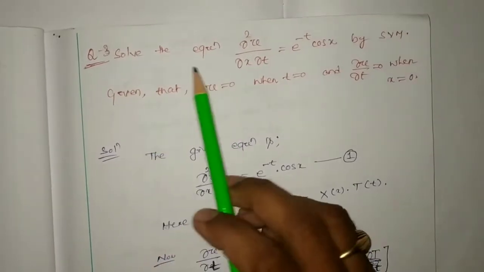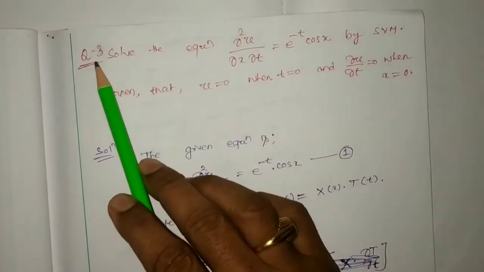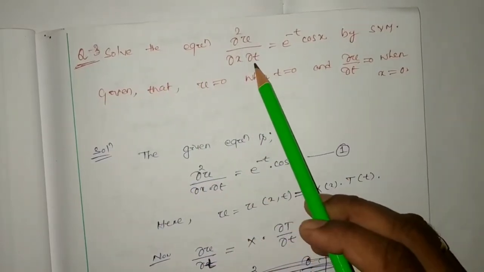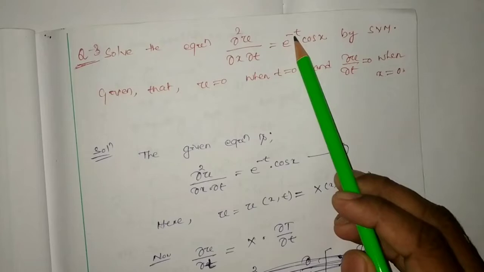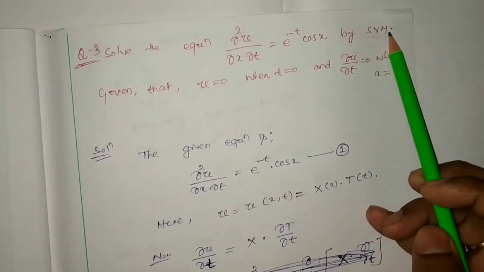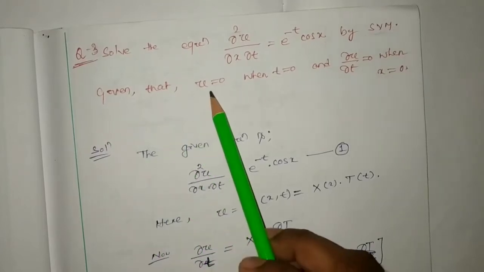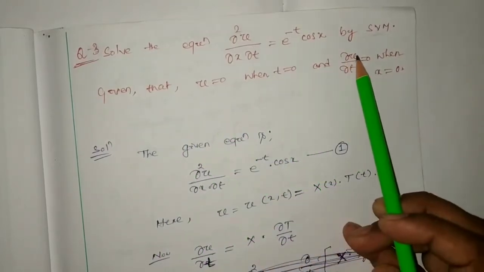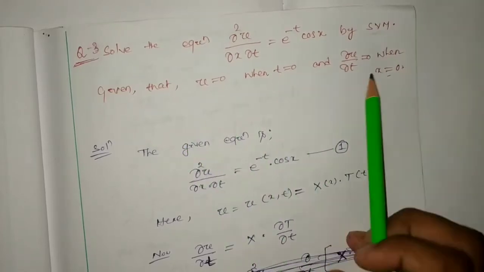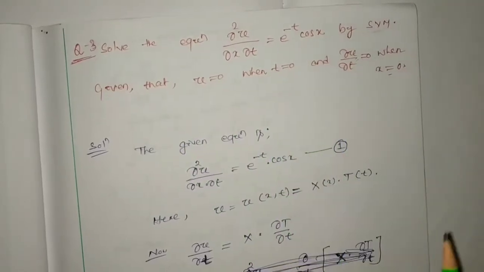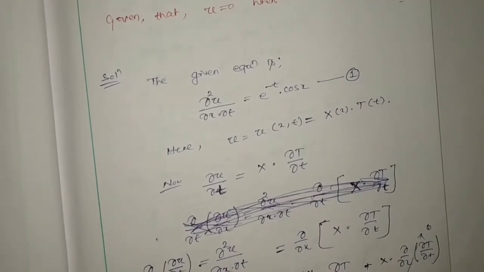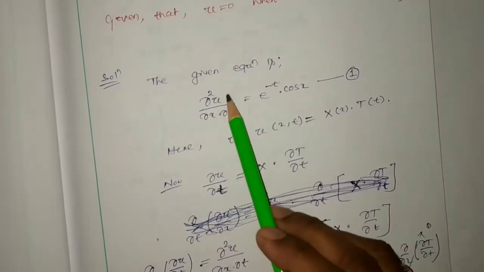Here is another question, question number 3: solve the equation del square u by del x del t equal to e to the power minus t into cos x by SPM, the separation of variables method. Given that u equal to 0 when t equal to 0, and del u by del t equal to 0 when x equal to 0. These two boundary conditions have been given, and we have to solve this following the steps. Okay, the given equation in the question is this one.